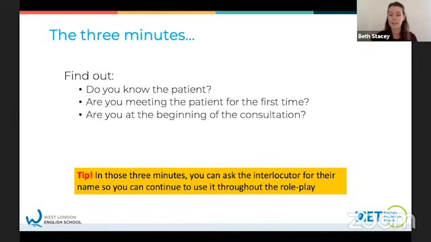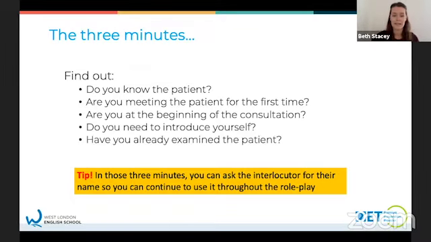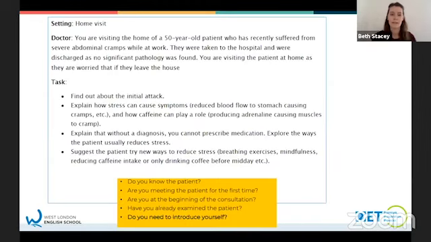Are you at the beginning of the consultation? Again, in which case you would need to introduce yourself and maybe ask their name or how they want to be called. And have you already examined the patient? So maybe you're in the middle of the consultation. Okay, so you've got 1 minute to have a look through this.